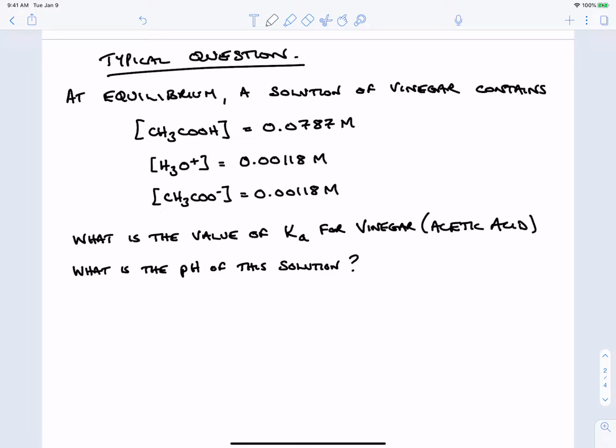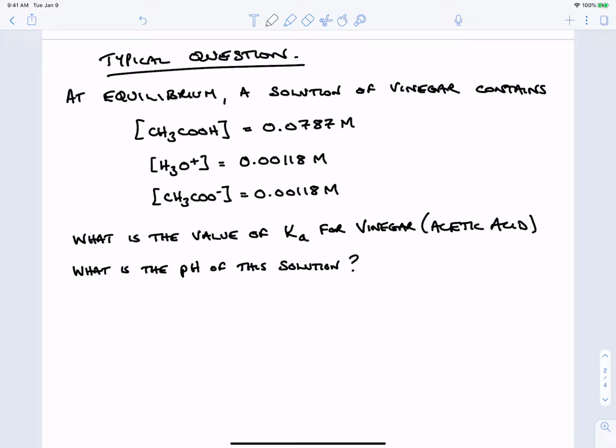Let's look at a typical question. At equilibrium, a solution of vinegar contains acetic acid, and what this tells us is that the concentration of acetic acid is 0.0787 molar. The concentration of hydronium ion at equilibrium is 0.00118 molar, and the concentration of the acetate ion is 0.00118 molar. And we're asked, what is the value of Ka, the acid ionization constant for acetic acid, or in this case vinegar, and what is the pH of this solution?